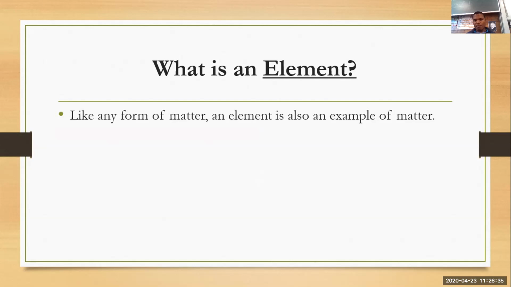Like any other form of matter, an element is also an example of matter. Remember I said to you, oxygen is an example of matter. I said to you, whatever you touch, whatever is around us, is an example of matter, because that thing occupies space and at the same time has mass. So an element is an example of matter.